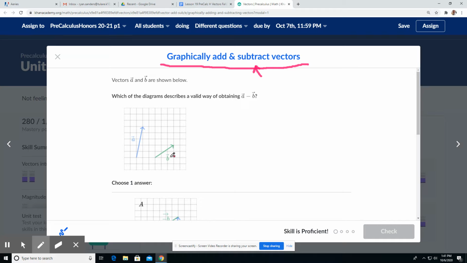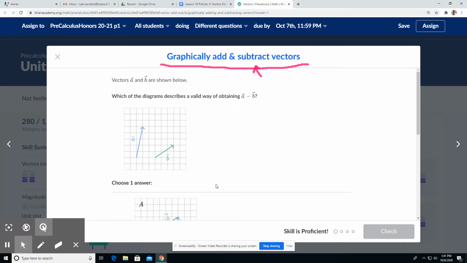So here's my B, which means my new B is going to face the other direction. So that's negative B. Negative vector B goes the other direction. Okay, so go ahead and just erase that so it doesn't get in the way of our original problem. So which of the diagrams describes A minus vector B?